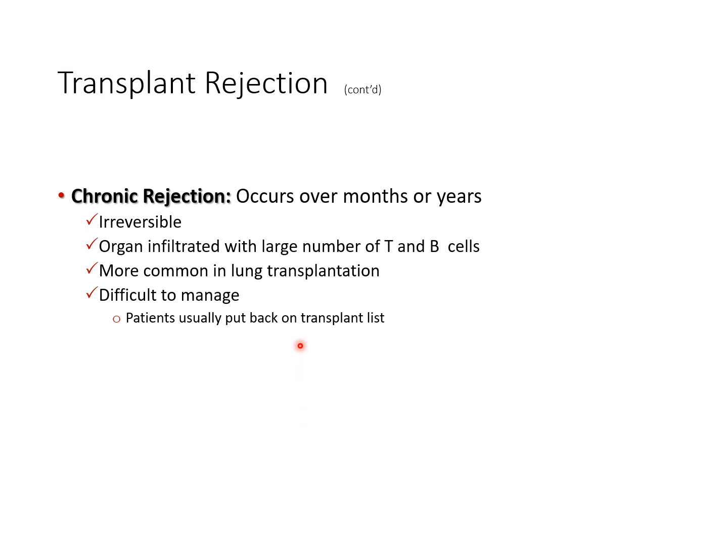With the chronic rejection, it can happen over months or years. It is irreversible. The organ would have been infiltrated with a large number of T and B cells, and apparently this one can be common in lung transplantation. It's also difficult to manage, and the patient ends up back on the transplant list. So once again, just know that these types of rejections are out there. You don't have to memorize the specifics of it.